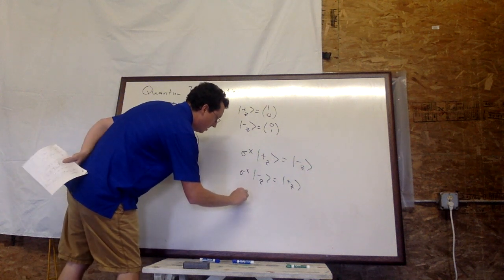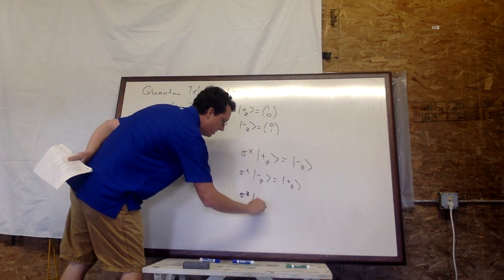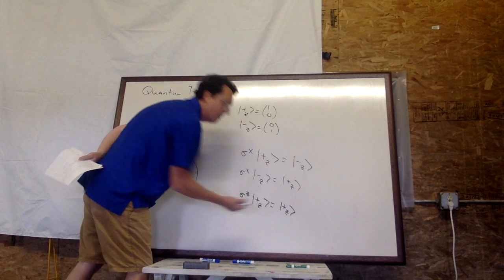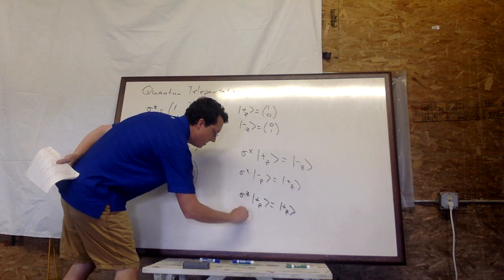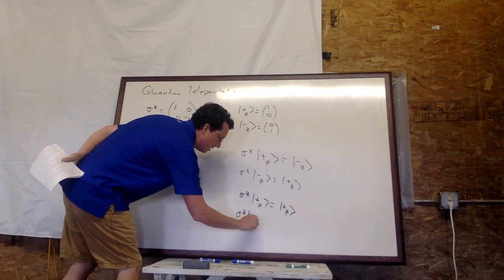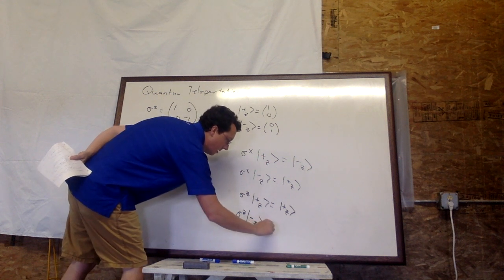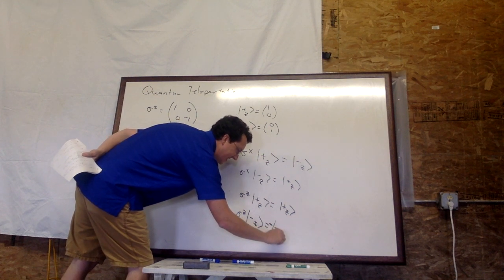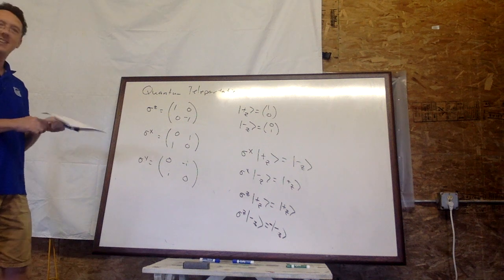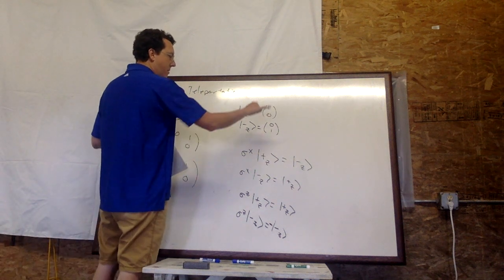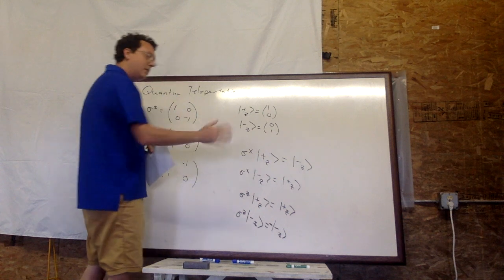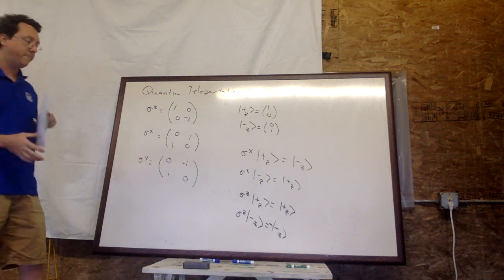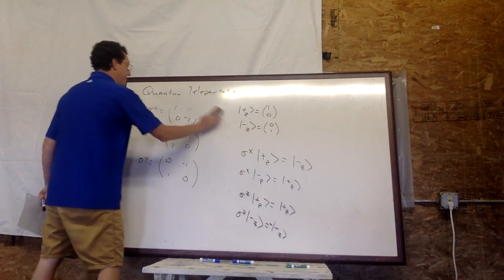So note, sigma z on plus z equals plus 1 times plus z. So it does nothing. And sigma z on minus z, that gives you minus 1 times minus z. There you go. It flips the sign. Okay, so sigma x changes plus to minus and minus to plus. Sigma z doesn't switch them. They pick up a factor of minus 1 on the negative state. Okay? All right. So then we have that.